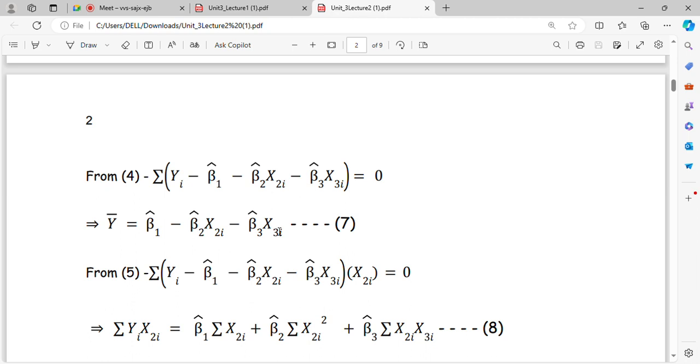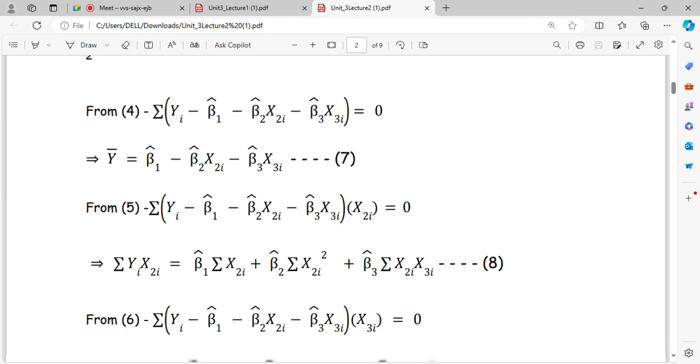Why, you can understand, because when you take the summation and divide equation 4 by n, summation yi by n means y bar. Now beta 1 hat, since it is a constant term, becomes n into beta 1 hat, and n into beta 1 divided by n gives beta 1. Similarly beta 2 hat summation x2i by n means x2 bar, minus beta 3 hat summation x3i by n means x3 bar. It was a little difficult to write this, it should be x2 bar and x3 bar, clear? Okay, very good. So obviously, if we get the values of beta 2 and beta 3, we can easily get the value of beta 1 hat, because x2 bar and x3 bar are known to me from the given sample.